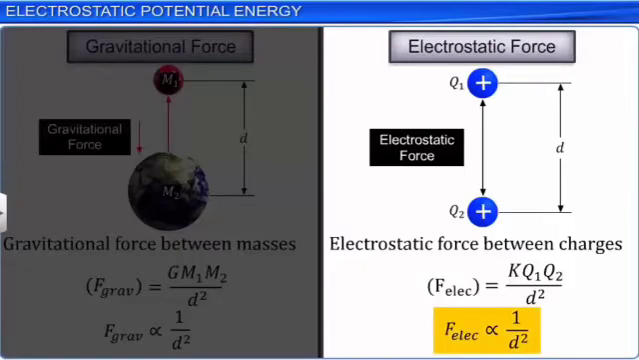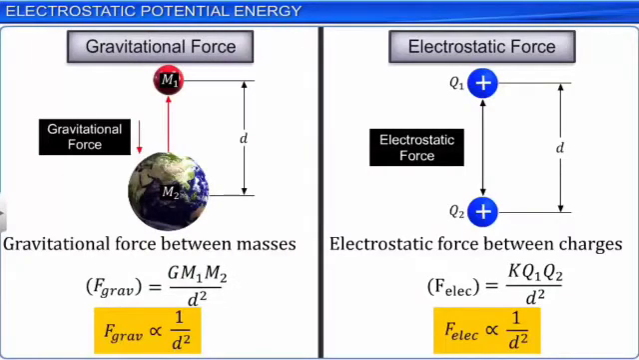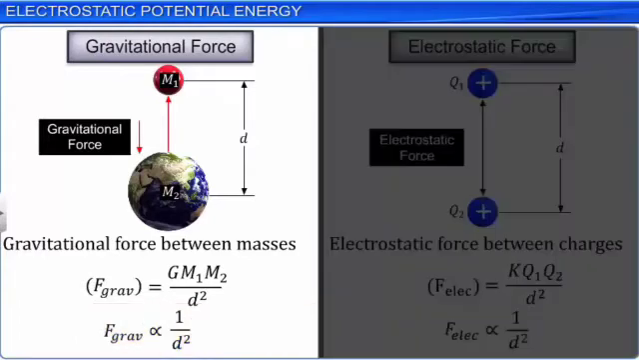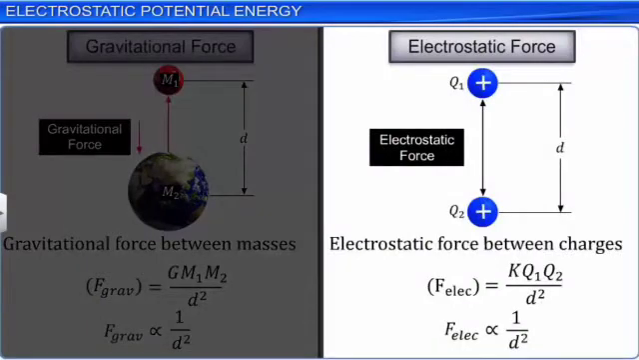When a force acting between two bodies is inversely proportional to the square of the distance between them, that force is said to be obeying the inverse square law. We observe that both gravitational force and electrostatic force obey the inverse square law. We know that work done against gravitational force is stored as gravitational potential energy for the mass in the gravitational field. Similarly, work done against electrostatic force is stored as electrostatic potential energy in a charged particle in an electric field.